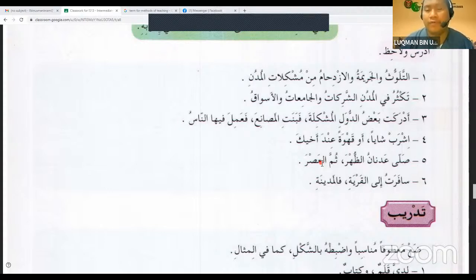Another function of a conjunction is that the word or sentence it links becomes the same in case as the word or sentence before it. If that is accusative, this is also accusative. If that is nominative, this is nominative. You will notice at-talawwuthu wal-jarimatu. You don't say wal-jarimata or wal-jarimati, because talawwuth is dhamma, so jarima also becomes dhamma. Wal-jarimatu wal-izdihamu.